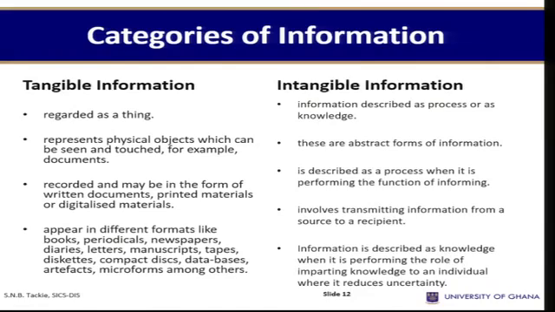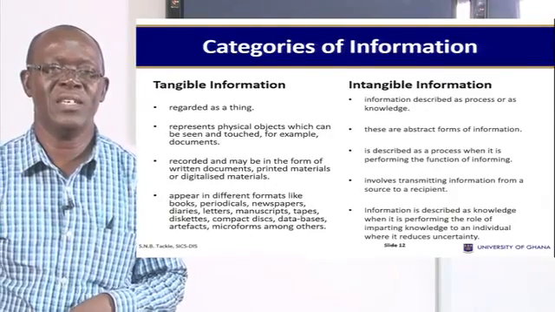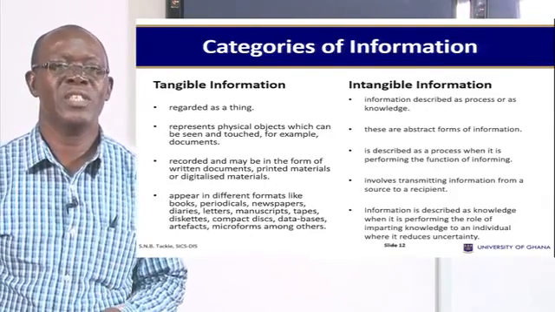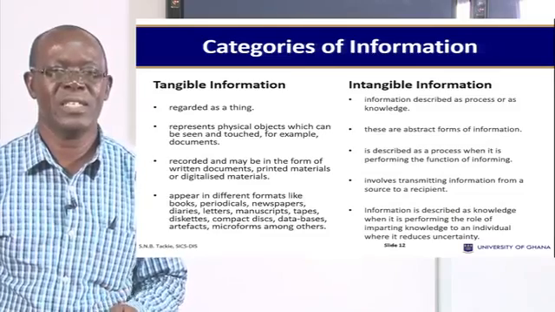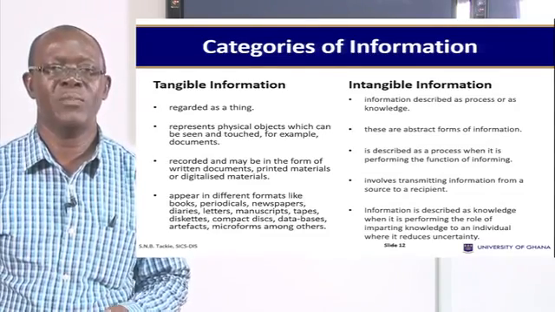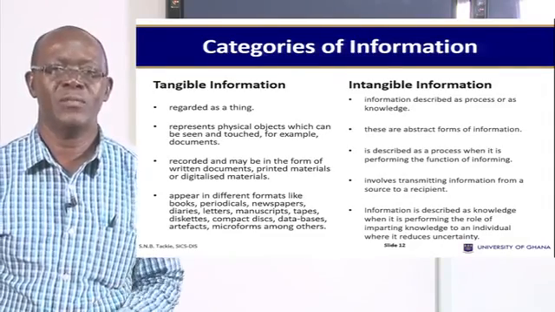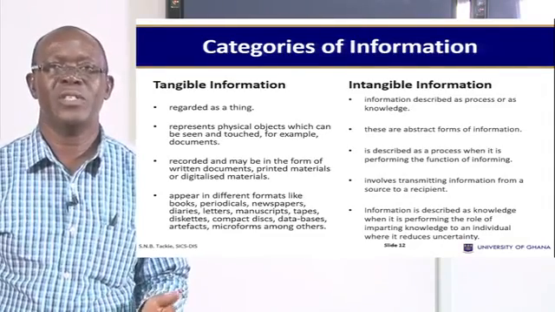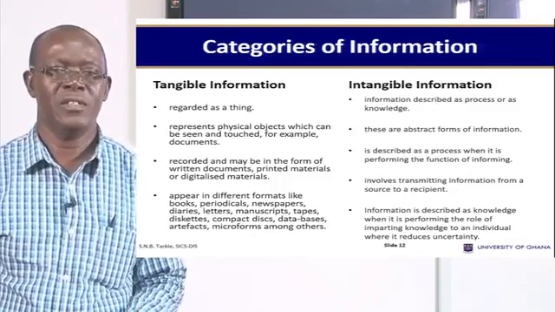If you cast your mind back to what we said earlier on, information as a thing, information as a process, information as knowledge. So tangible information is information that is regarded as a thing, as an object. It represents physical objects which can be seen, which can be touched. For example, documents, a book, a CD.